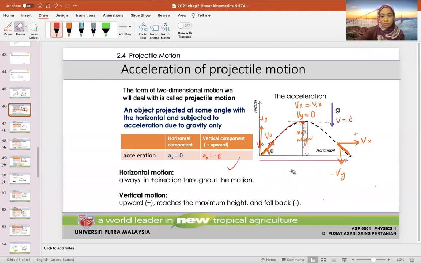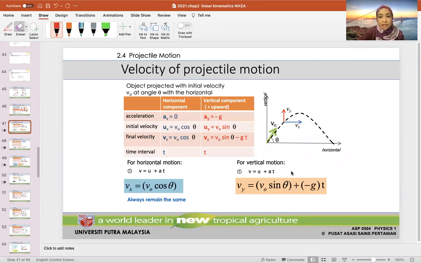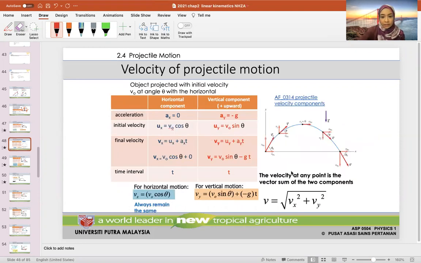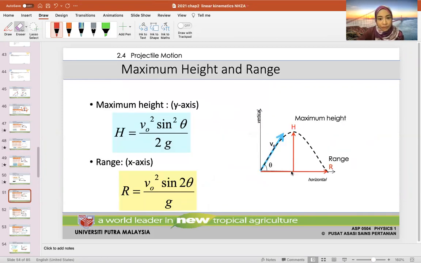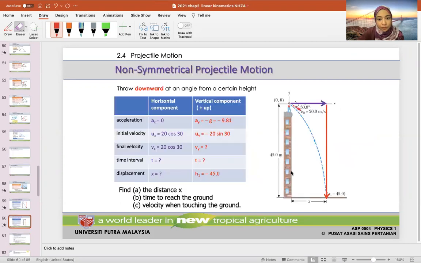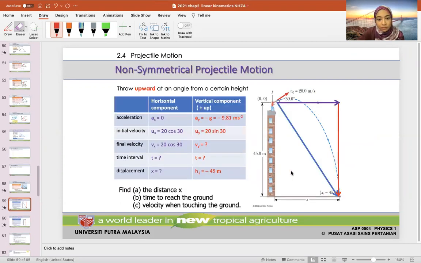Okay, so now we will move on to another example that is slightly harder. We tackled symmetrical projectile motion earlier on, and we know the strategy. Use the 4 linear kinematic equations. Okay, so this is a non-symmetrical projectile motion.